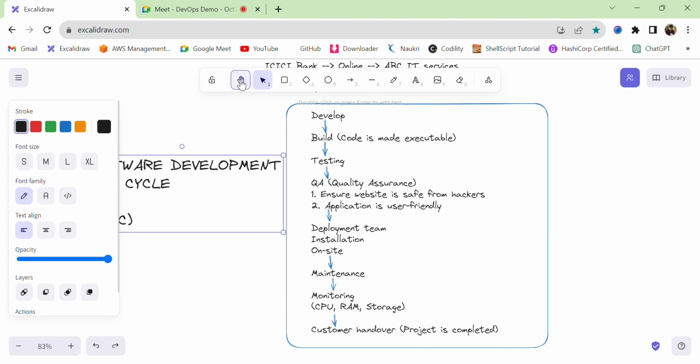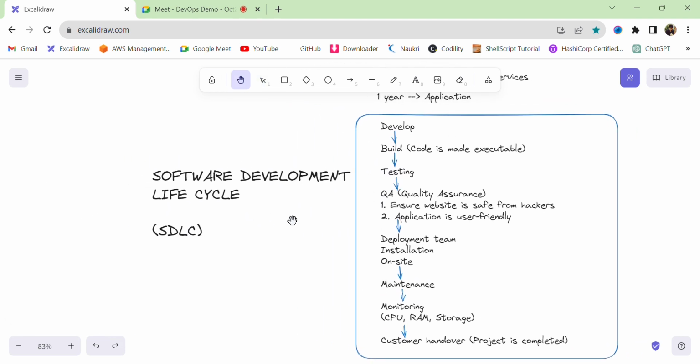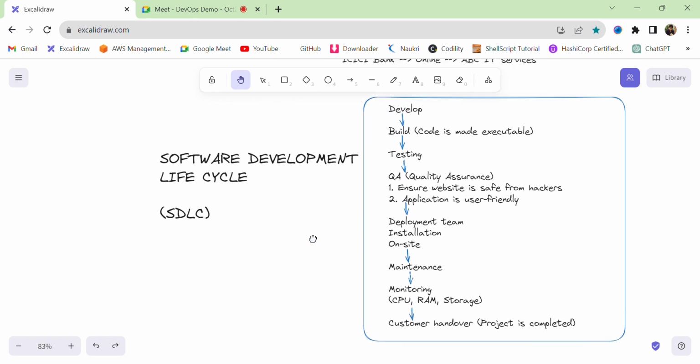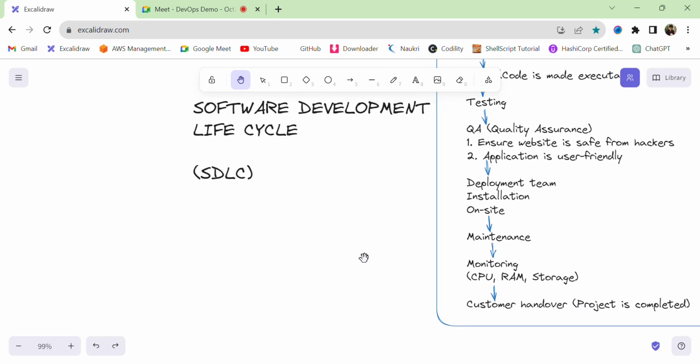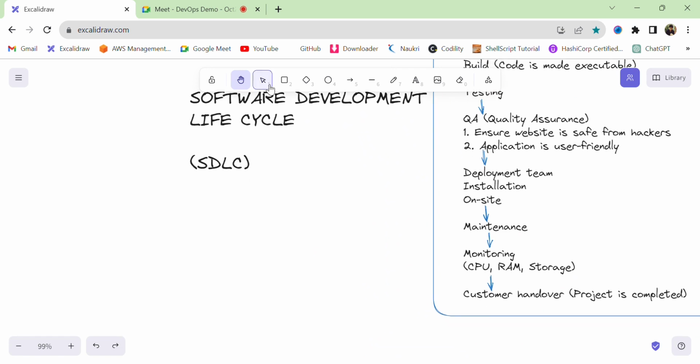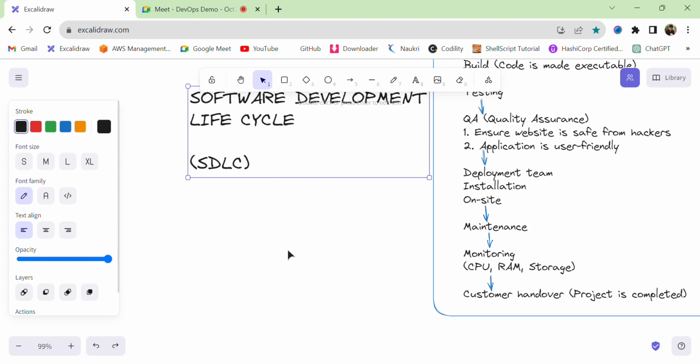So if anybody asks you what the different software development lifecycle stages are, you can simply say they are develop, build, testing, QA, deployment, maintenance, and monitoring. So these are a typical series of processes that are followed. Now, talking about SDLC, before the introduction of DevOps, there was only one methodology, or only one process, that was in use.